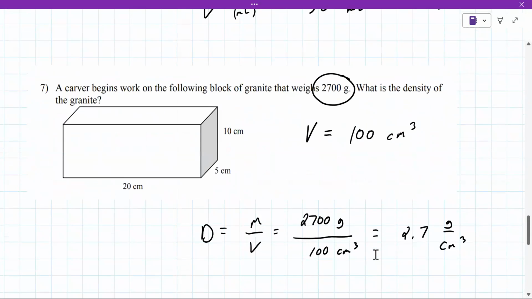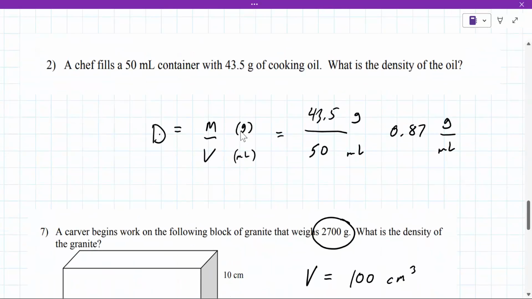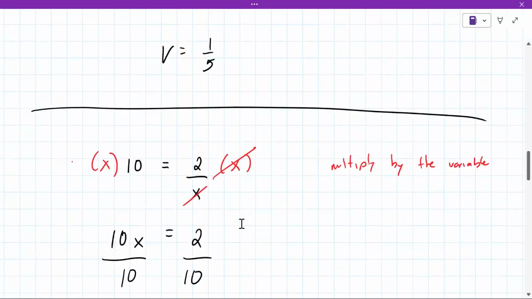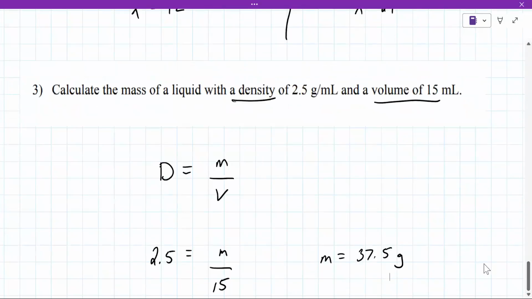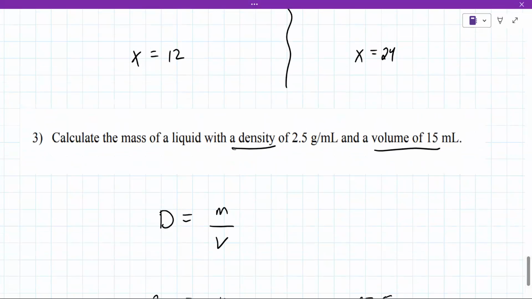Let's go back and look. Mass is in grams. It's just grams. Yep. Okay, all right. Let me see if I can find a couple more problems like this.